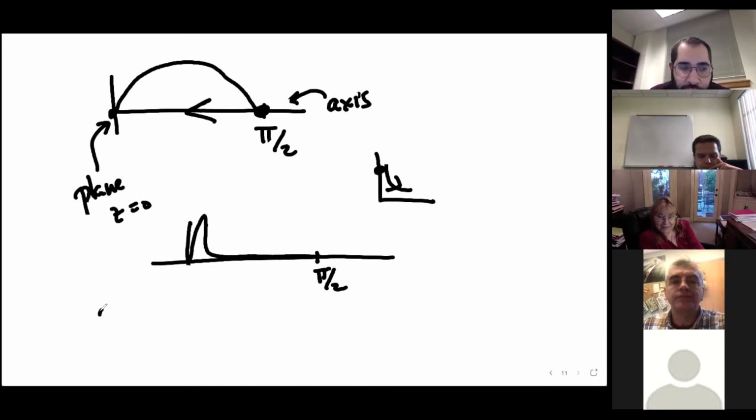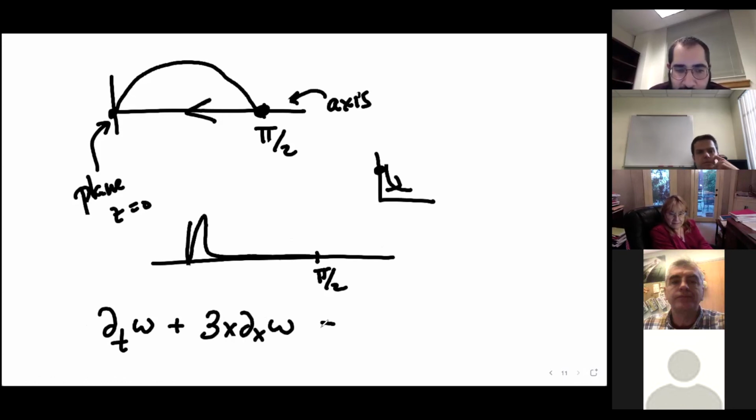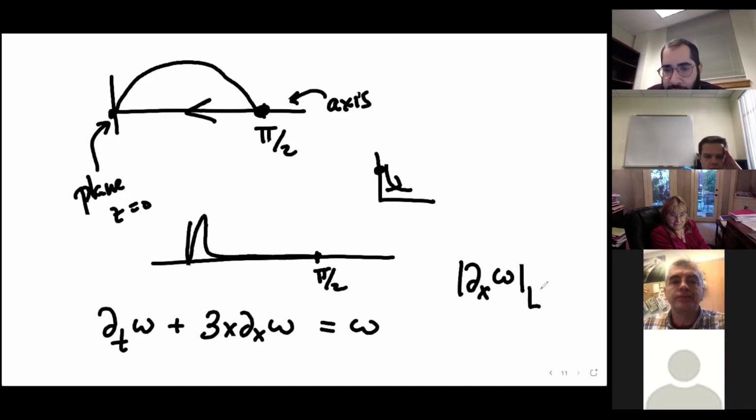what happens is that you have a situation like this: dt omega plus 3x dx omega is equal to omega, right? So this is like a Taylor expansion near pi over 2. This is how it's looking. And because omega has to vanish at pi over 2, you observe that dx omega vanishes at pi over 2. So it's like omega vanishes at 0 in this cartoon here. It means that dx omega, if you just differentiate both sides, omega vanishes here, and at the same time, this must decay. It doesn't grow, right?